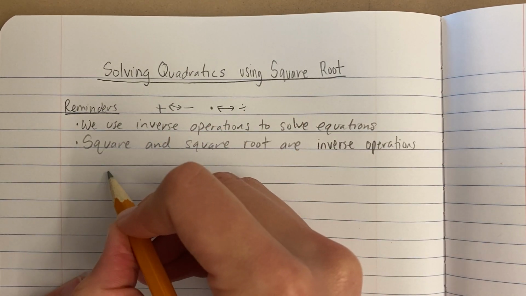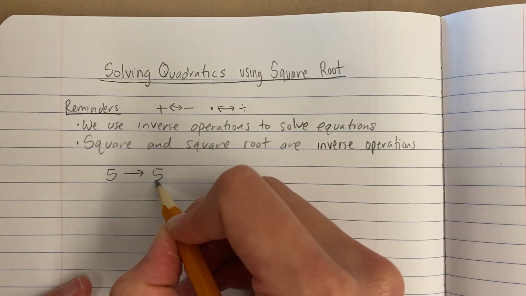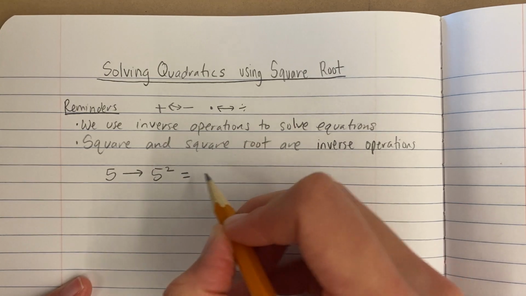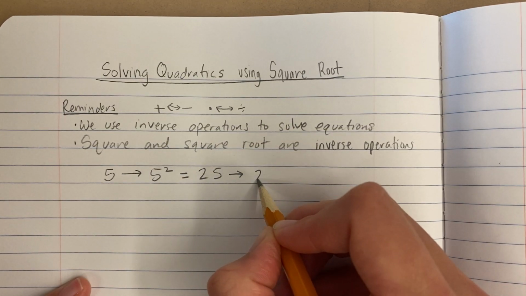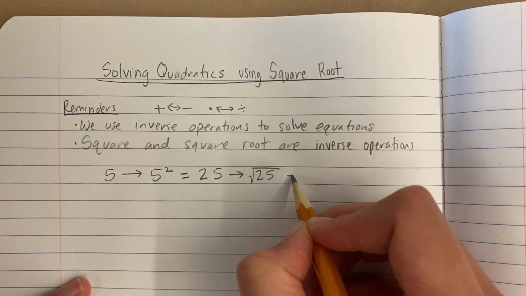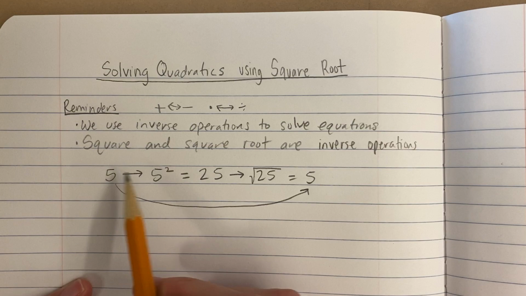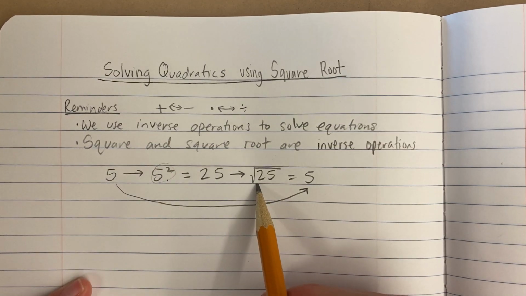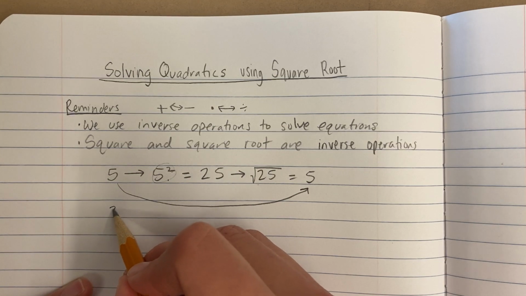Like for example, let's say I have the number 5. I'm going to take 5 and square it. What do I get? I get 25. So I'm going to take that 25 and square root it. What do I get? I get 5, the same number. Why? Because squaring and square rooting are inverse operations. They undo each other.